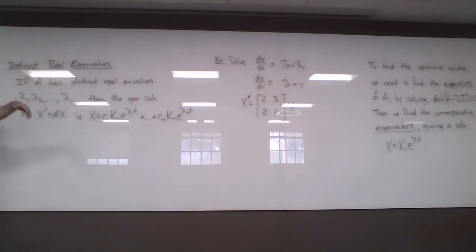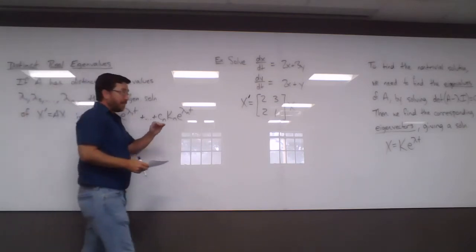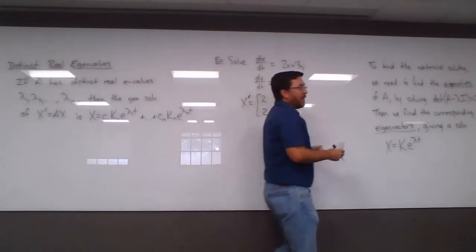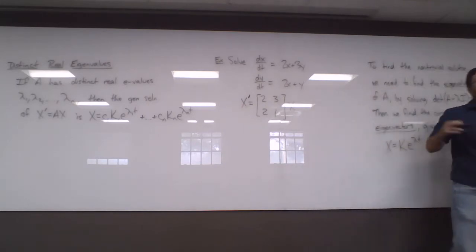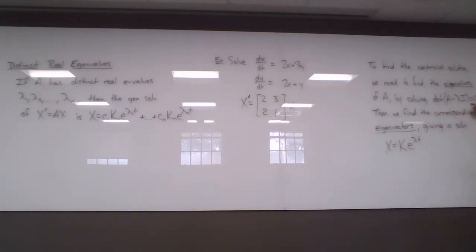That was the first problem on the homework, just rewriting it with that matrix. That gives me my matrix A. That's going to allow me to take the determinant of A minus lambda I, set it equal to 0, and get my eigenvalues for that.